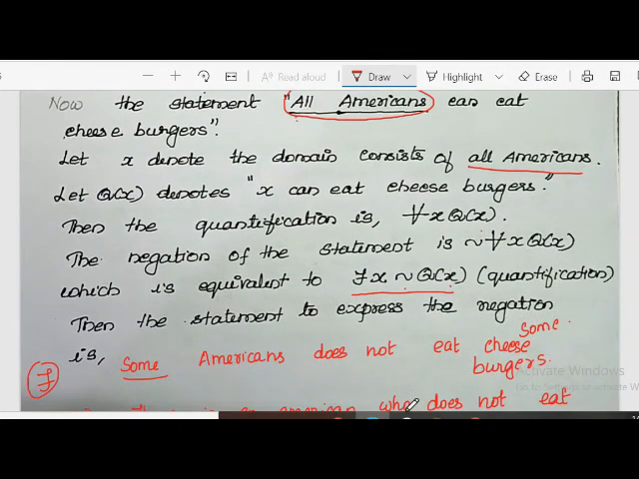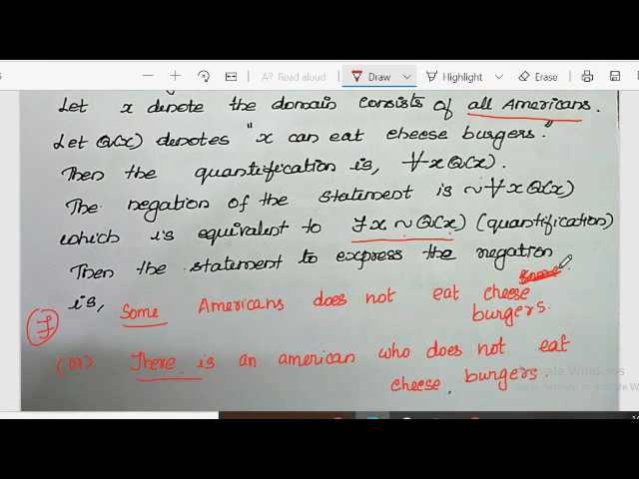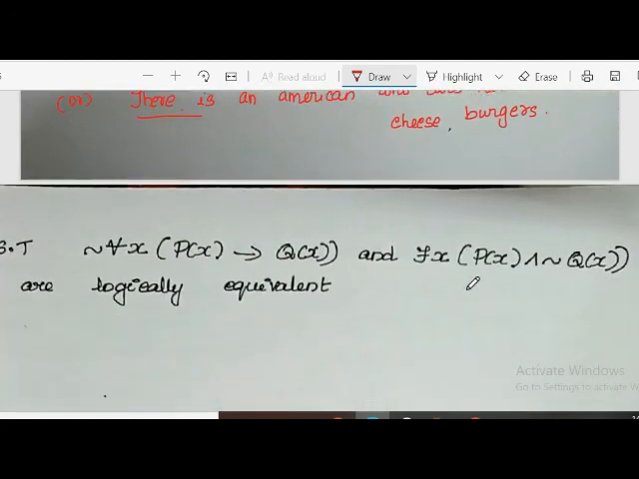You can express the statement, the quantification, then write the negation of the quantification. Negation denotes that there exists. So you can use the connective word some: some Americans do not eat cheeseburgers. Or you can say that there is an American who does not eat cheeseburgers. In this way you can express this statement. Now let us move on to the next one.